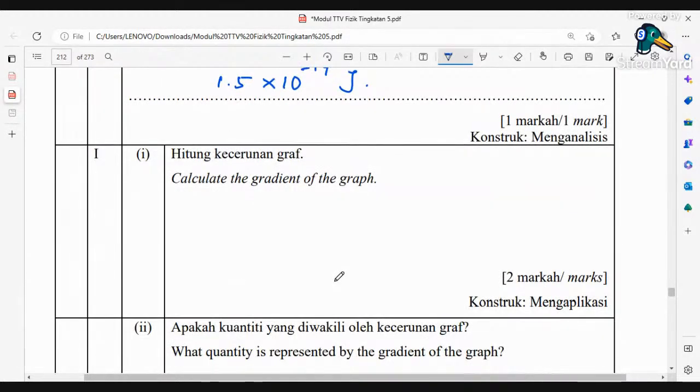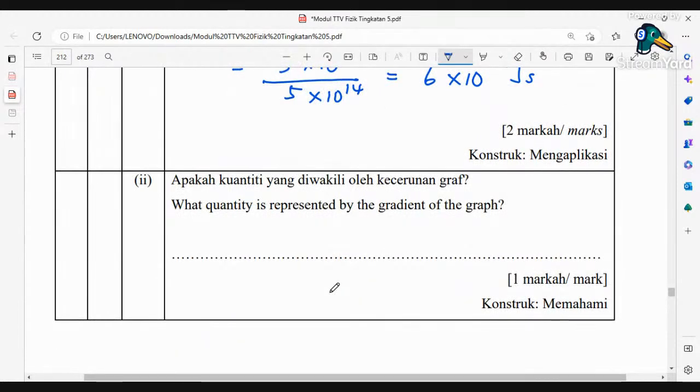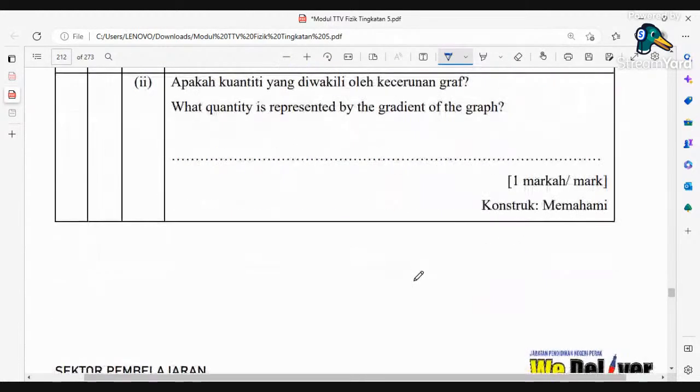Then calculate the gradient. We get the answer 6 times 10 power negative 34 joule second, or joule per hertz. What physics quantity is represented by the gradient? That one is the Planck constant.